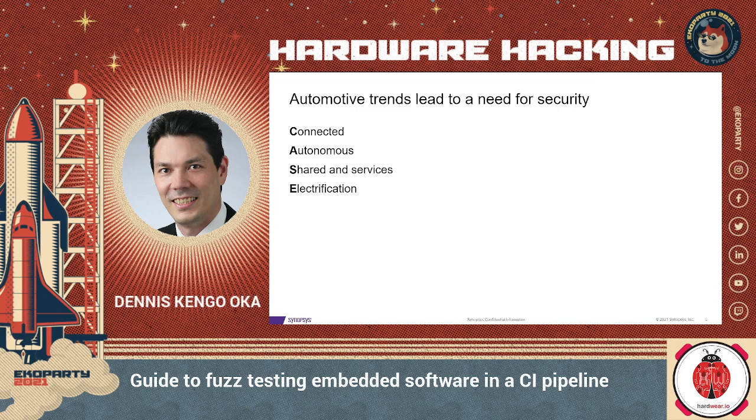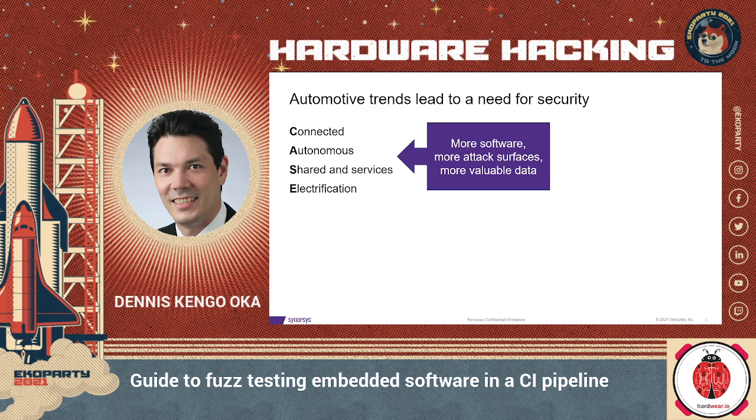These automotive trends lead to a need for security. As briefly mentioned on the previous slide, these 4 major trends, connected, autonomous, shared and services, and electrification, require more software and also create more attack surfaces, as well as generate more valuable data, both on the vehicle side and on the back-end side. Thus they become more lucrative targets for attackers. Therefore, there is a need for cybersecurity.